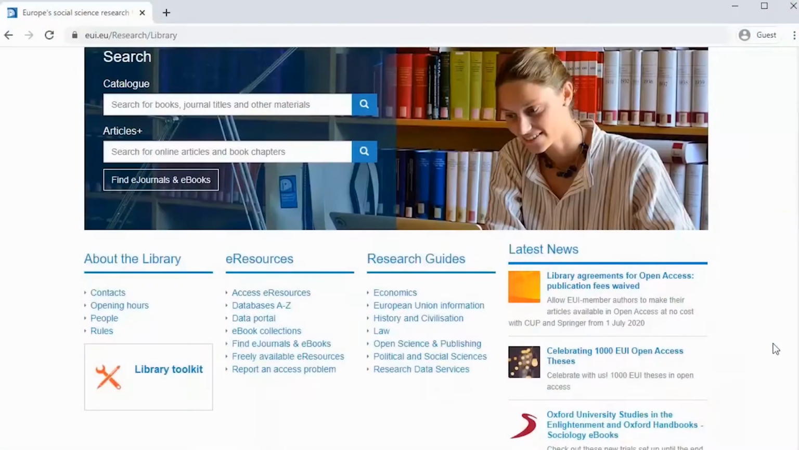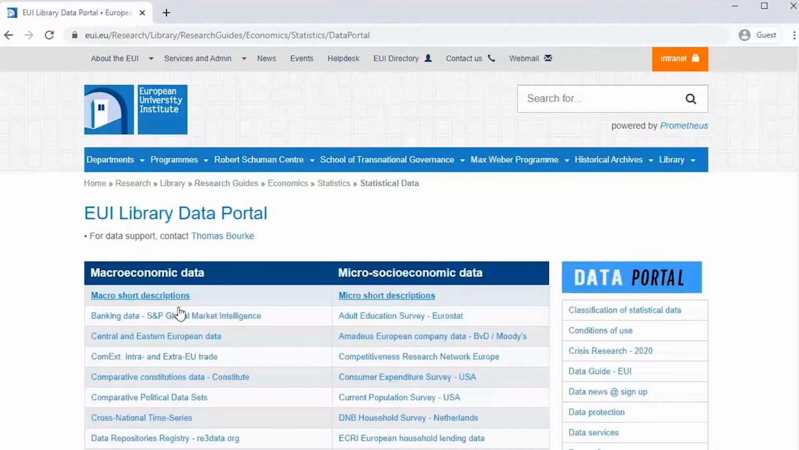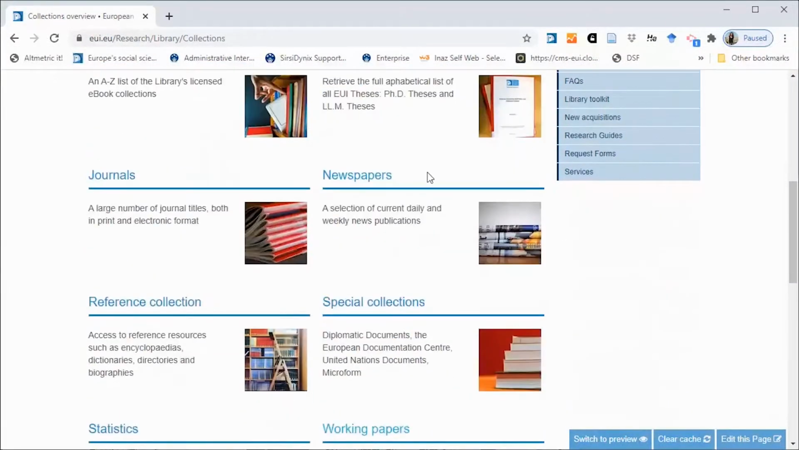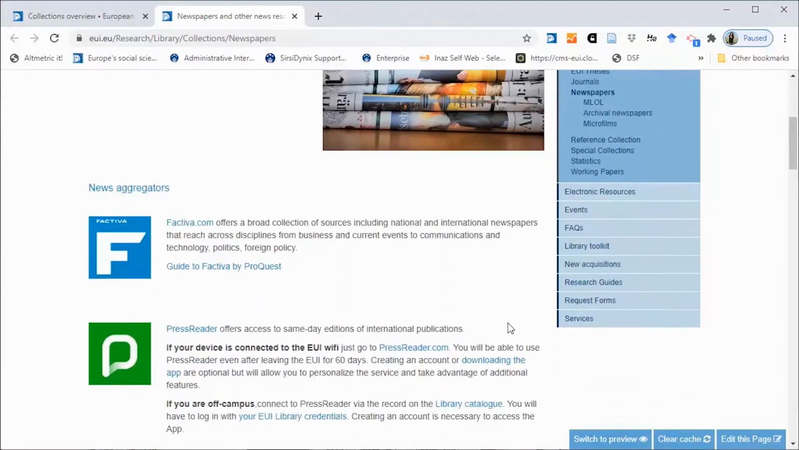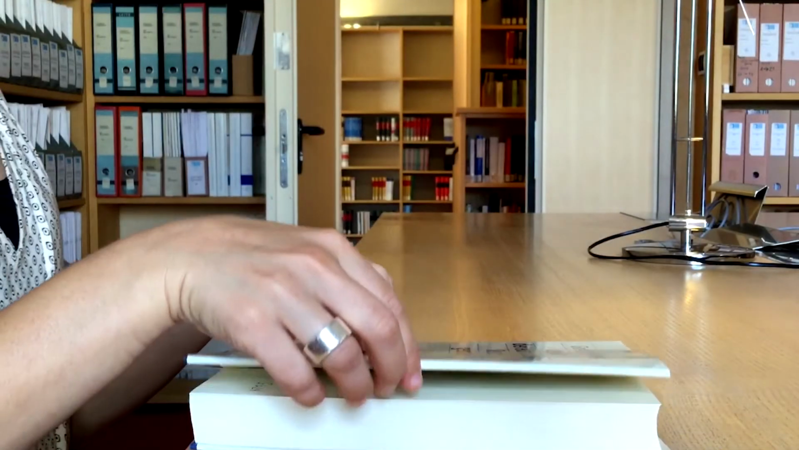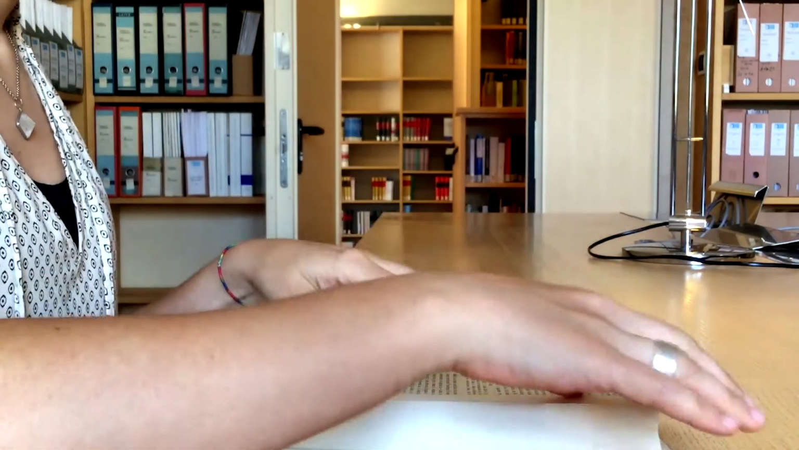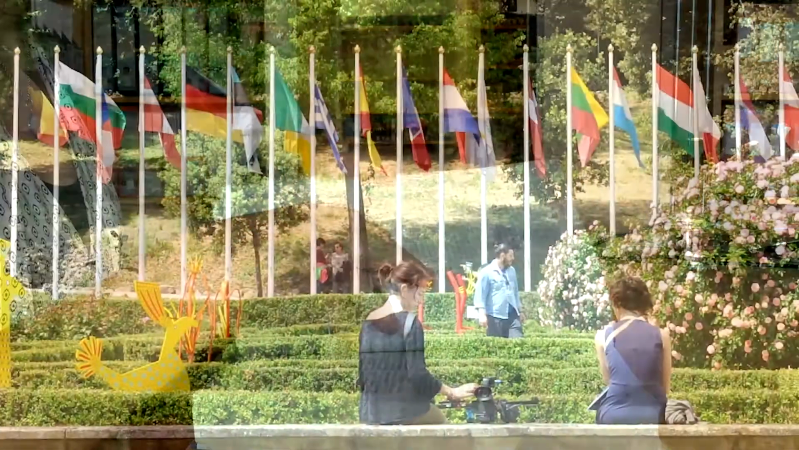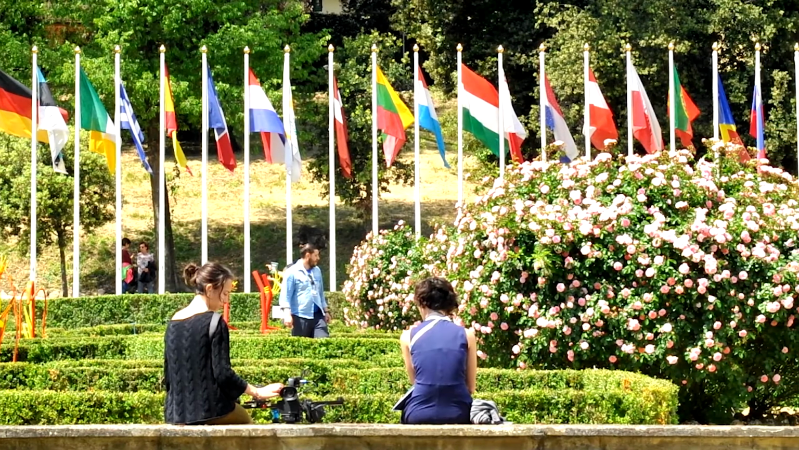Not to be forgotten is the important data portal, for which you will find a separate video. We also provide access to tens of thousands of national and international newspapers through Press Reader and Factiva. The various media of the collections include paper, microform, DVDs, and of course increasingly online resources. The geographical focus is predominantly Europe and other advanced industrial societies.